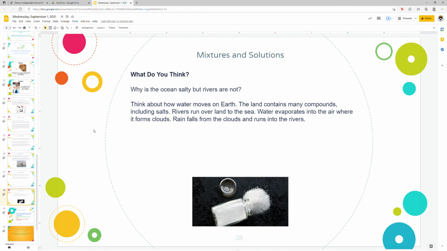So, what do you think? Why is the ocean salty but rivers are not? Think about how water moves on Earth. The land contains many compounds, including salts. Rivers run over land to the sea. Water evaporates into the air where it forms clouds. Rain falls from the clouds and runs into the rivers.